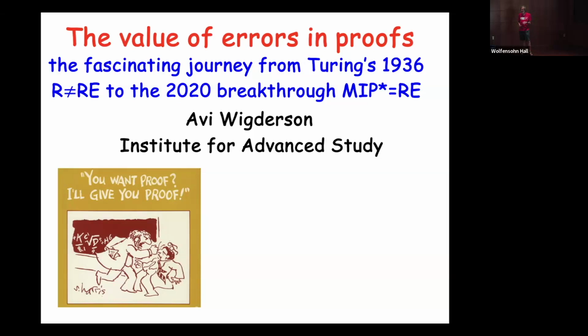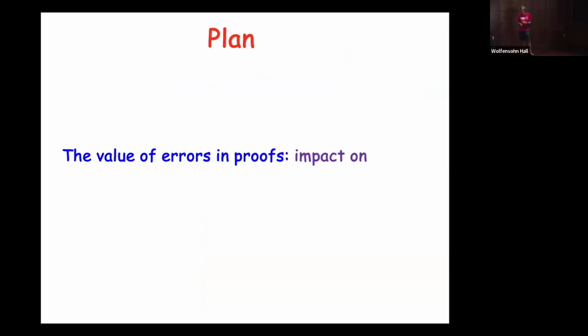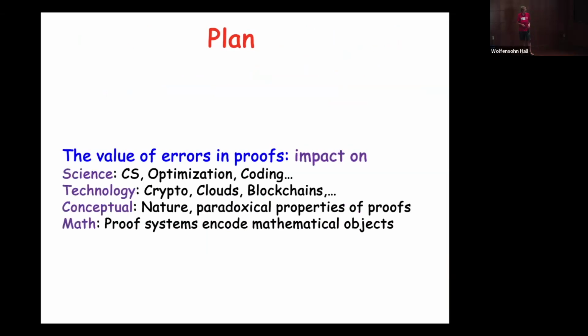Okay, so what's the plan? I'm not in a hurry. Please ask me questions if anything is unclear. That's the plan. I want to tell you about this value of errors in proofs. I will not talk much, but it has a huge scientific impact on various scientific disciplines, on crypto and technology in general, on conceptual ideas that arose, and on mathematics.